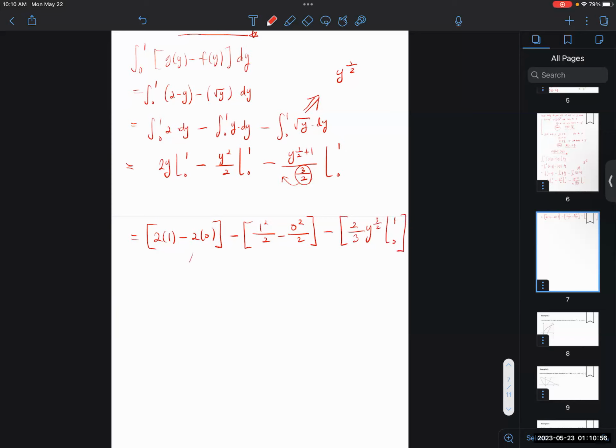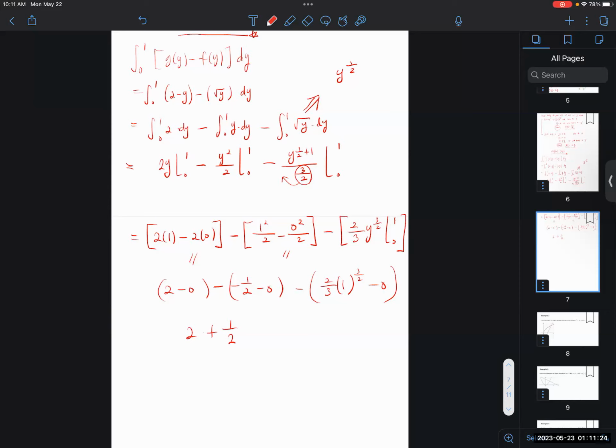So anyway, once you calculate it, first this is 2 minus 0, 2 minus 1 over 2 minus 0. So there's a minus here. And then the next one, 2 over 3, 1 to the 3 over 2. Anyway, the next one is a 0. So 2 minus minus plus 1 over 2. Let me double check.